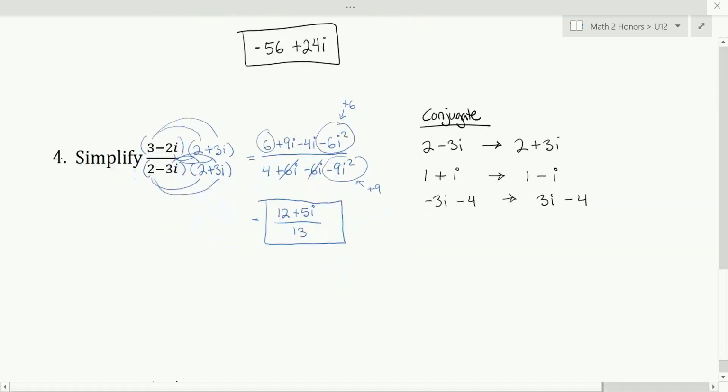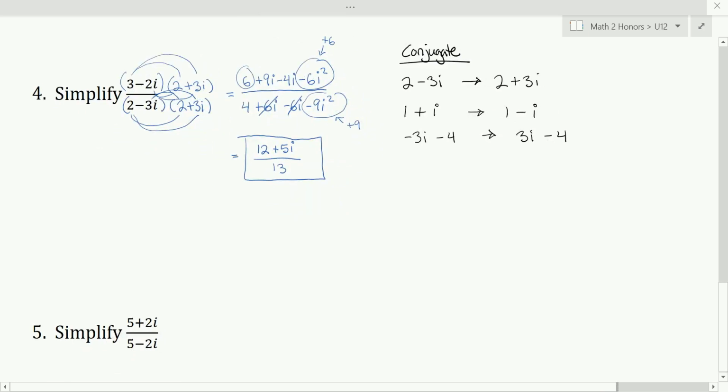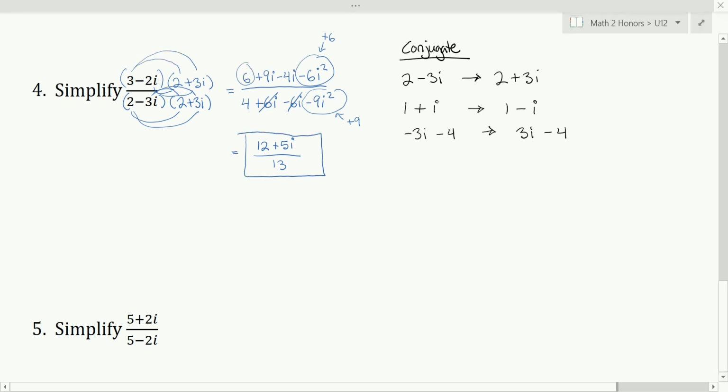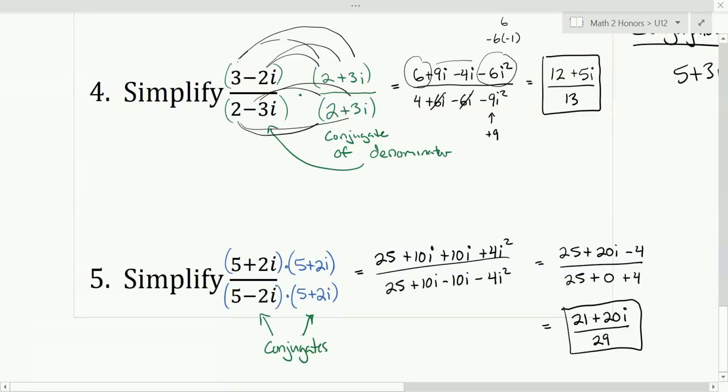I've got one more for you to try, just like this. Try it on your own though. (5 plus 2i) over (5 minus 2i). So you should be getting (21 plus 20i) all over 29. Check your work.